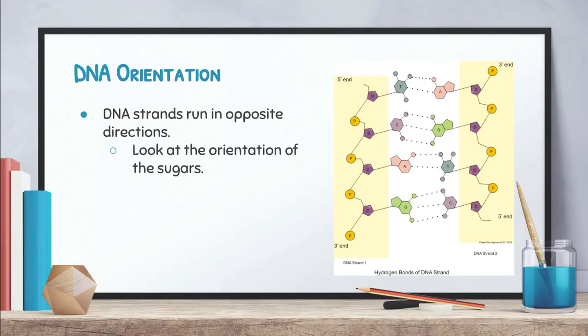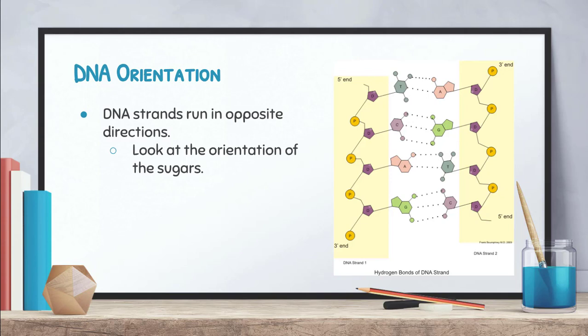Now, when we look at the orientation of DNA, the term that's used very frequently is anti-parallel. So they're parallel because they're like parallel lines. They never intersect with one another. But they're considered anti-parallel because of the orientation of the phosphates and the sugars. We use terms 5' and 3' to discuss this.